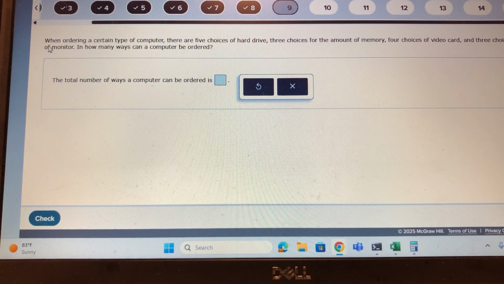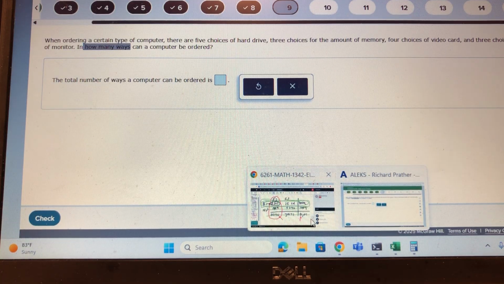Okay, when ordering a certain type of computer, there are 5 choices of hard drive, then 3 choices for amount of memory, then 4 choices for video card, and 3 choices for monitor. How many ways? See, this is different than the whole rest of the chapter. Everything in the chapter to this point has been about probability, but now it's how many ways. How many ways can you do something?